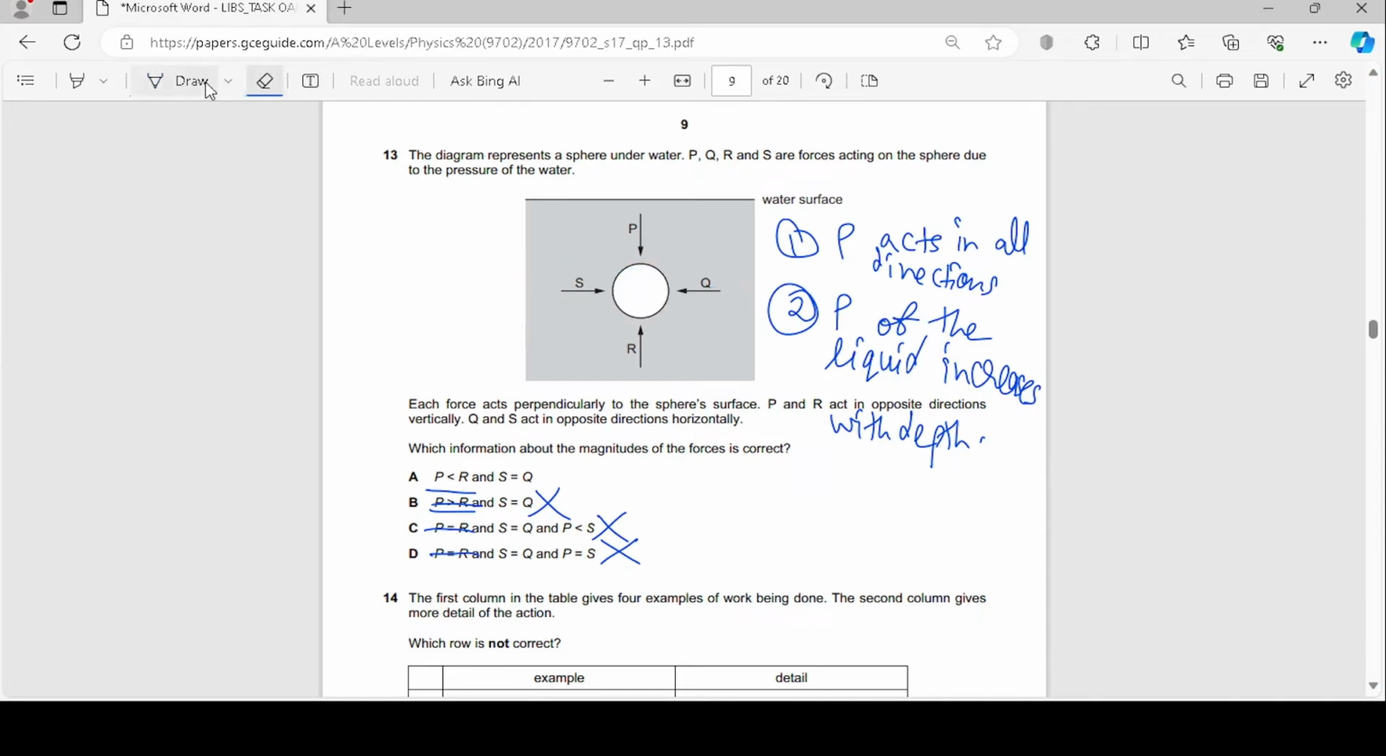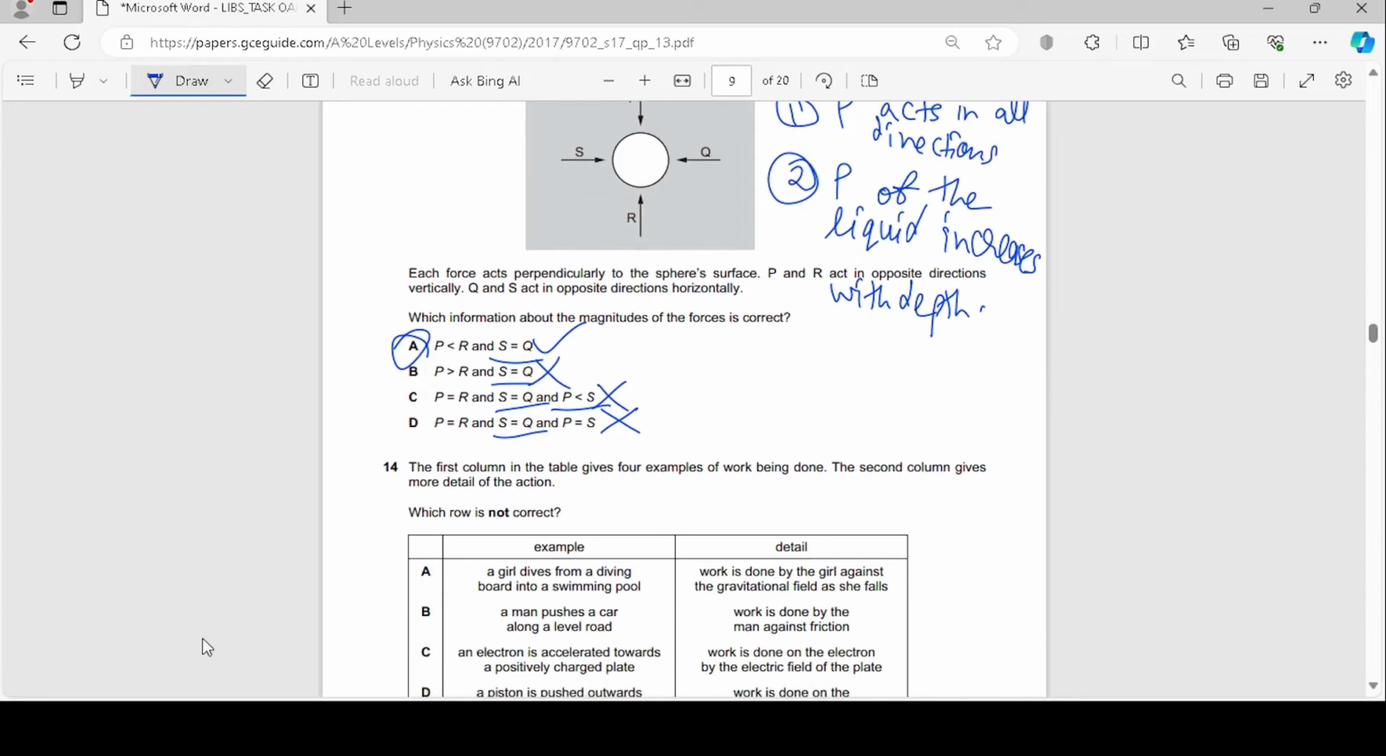And S and Q are at the same level, so the pressure of the water is the same there, and the force on the sphere is the same there as well. So S equals Q. P is less than S, that is also true, but because they stated that P is equal to R, we had to cancel out option C. So B, C, and D are out, and A is the correct answer.